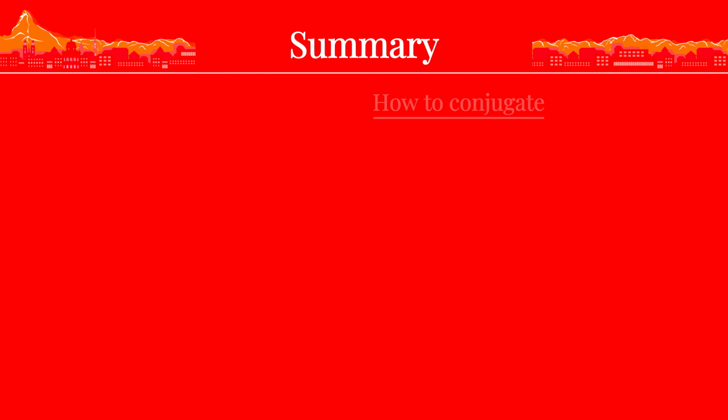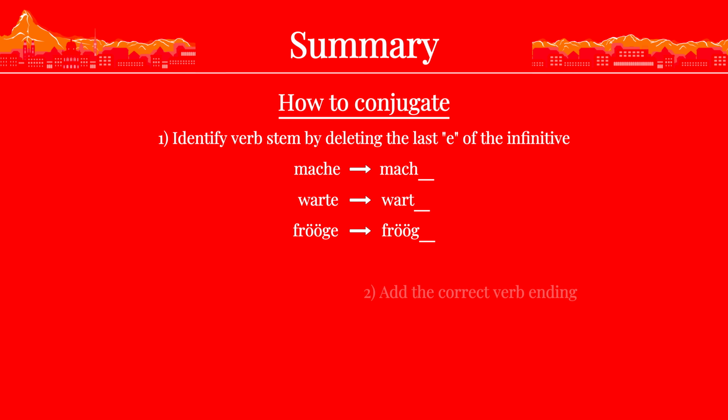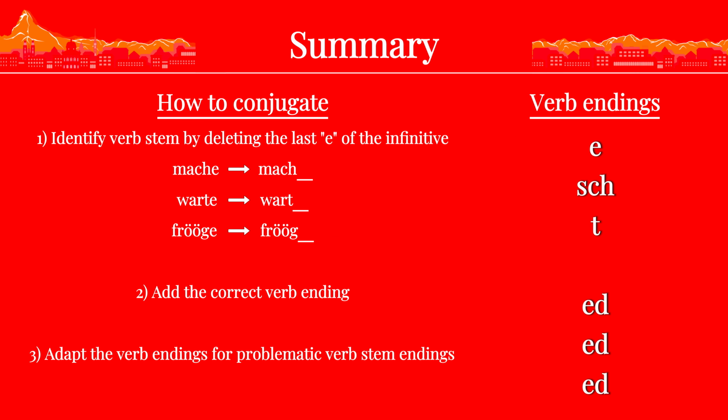Let's summarize. If we want to conjugate a regular verb, we must first determine the verb stem. We do this by deleting the last e of the infinitive. Then we add the correct endings to the word stem. Be careful when the verb stem ends in t, s, sch, or z. In this case, we add an additional e for the second and e for the third person singular. In this way, we conjugate all regular verbs in the present tense and pronounce them correctly.